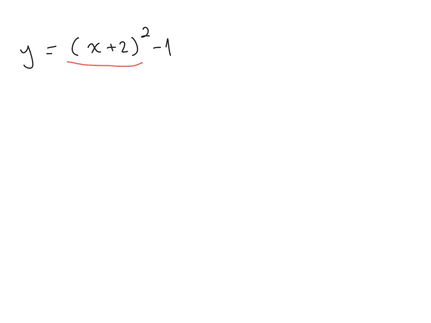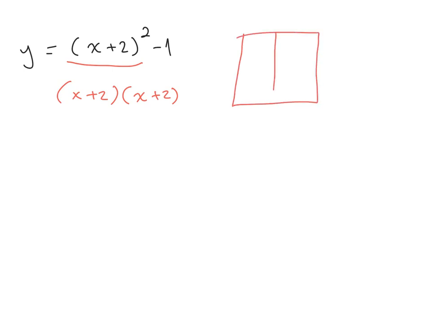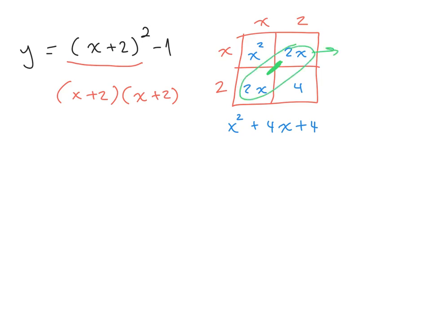X plus 2 squared is actually x plus 2 times x plus 2. And so now, because we have a binomial times a binomial, we're going to use the area model. And we're going to multiply that out. So that gives us x squared, 2x, 2x, and 4. If we combine like terms, we get x squared plus 4x plus 4. So you have to remember that 2x plus 2x actually is 4x. That's why the middle term is 4x.